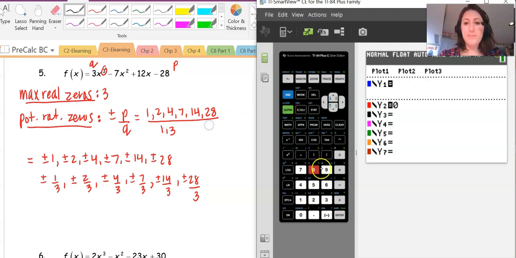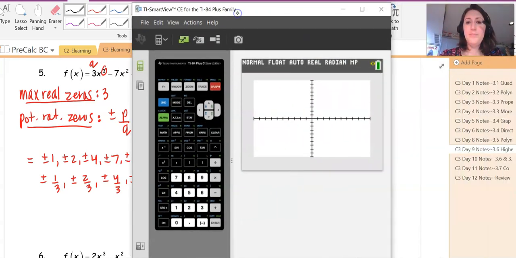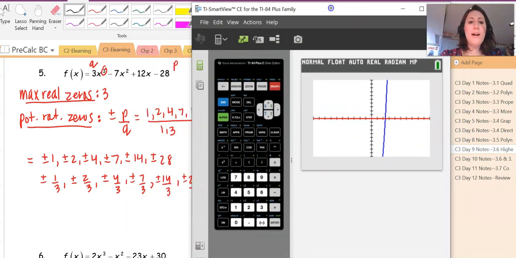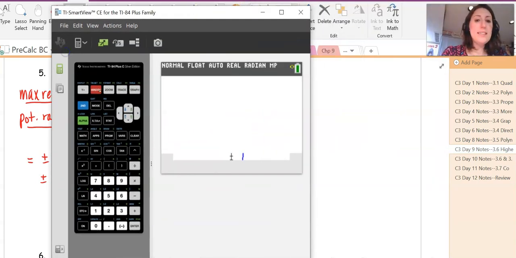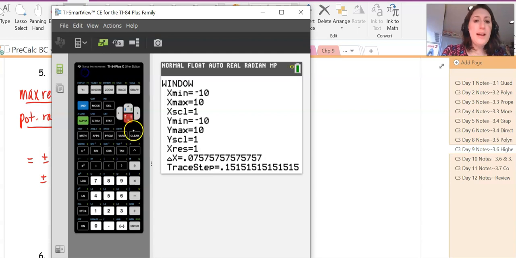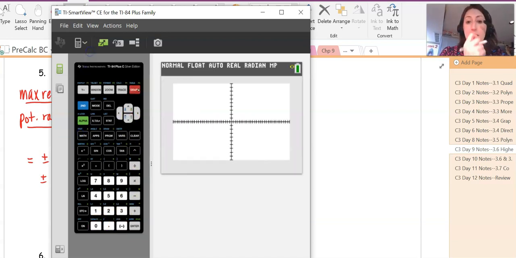x minus 28. Okay. Well, so here's the thing. This is all we got. Some of these numbers are a little bigger, right? It does go all the way up to 28. So let's just expand our window. X min and X max, right? Because it was plus or minus 28. So let's go negative 30 to 30. Maybe it hits somewhere else.